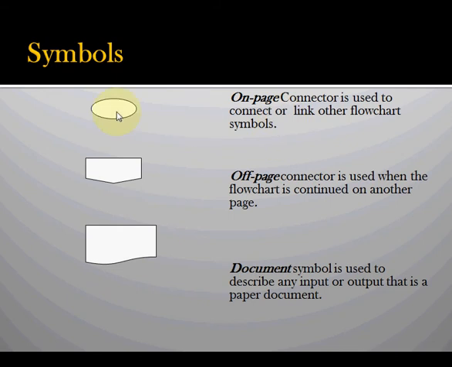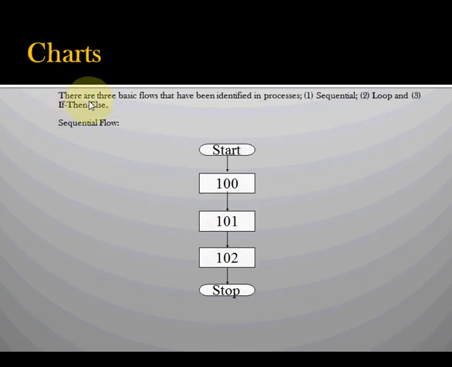Another symbol that I don't see being used on flowcharts, and you should use a lot, is the on-page connector. I shouldn't see lines going all over a page. The next one is the off-page connector, because some flowcharts take multiple pages, maybe up to 30 pages. We should use a document symbol, and that's used to describe an input or an output that is in paper form.